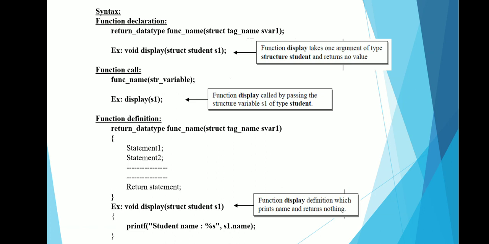So let us take one example where display is the function name and it returns nothing. So that's why the return type of display is void. Void means it is not going to return anything, and the argument it is taking is struct student S1. So the data type of this particular variable S1 is the student structure. It is not a simple variable. It is not integer or float or double. It is of type student. It is a structure. So once we have declared the function, the next step is to call the function.